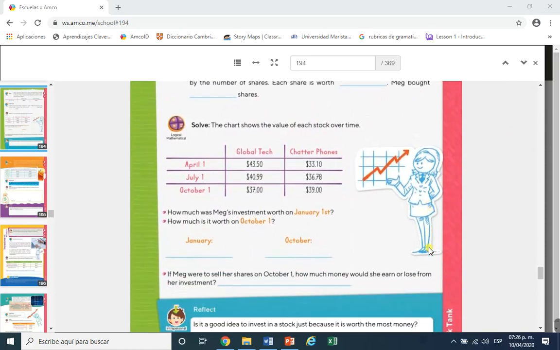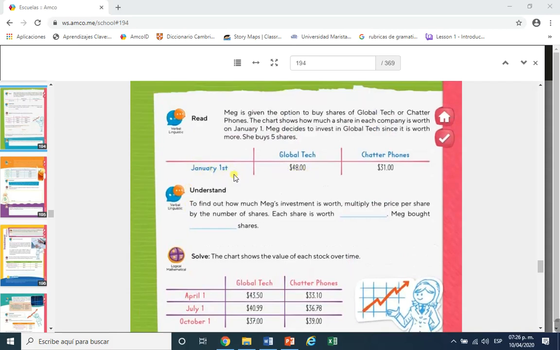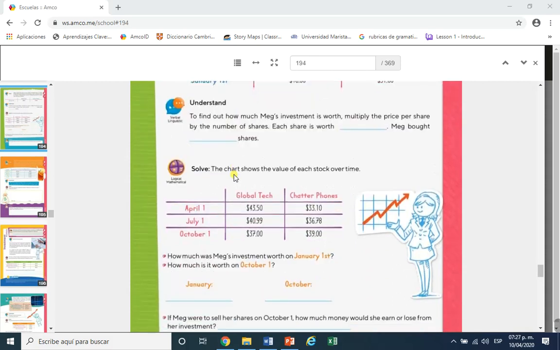Let's see. Solve. The chart shows the value of each stock over time. Because remember that here we said that this price was only for January 1st. But we already know that shares change their prices every moment. So on April 1, the shares of Global Tech are worth $43.50, okay? And Chatter Phones $33.10. On July 1, $40.99 and $36.78. In October, Global Tech is worth $37 and Chatter Phones $39. Okay? So each one of these changed on these dates.